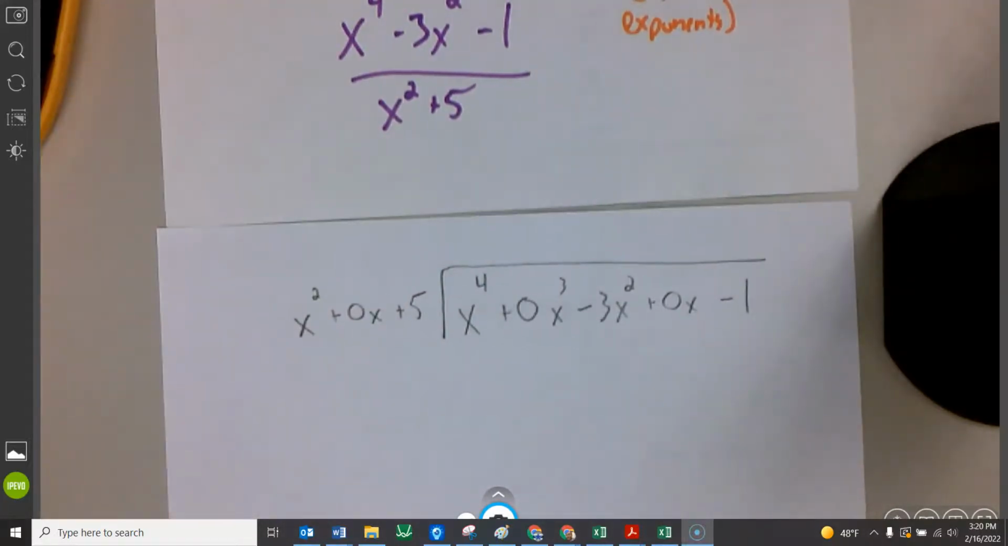Take a minute, if you haven't already, hit pause and see if you remember those steps to long division. Go through, try it out. Okay, we're back. Here's how it goes down.